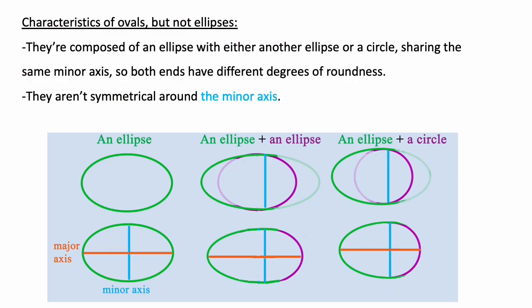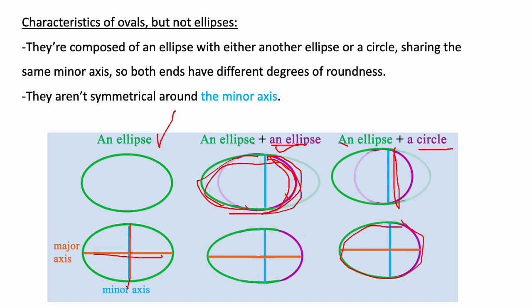To draw an oval shape, we'll start with an ellipse, which is symmetrical around both of its axes. Now we'll add to that another ellipse that has a different degree of roundness. Here, this one is more circular than the green ellipse. And together, they make this egg shape. Similarly, you could add to the ellipse a circle, and again, having them share the same minor axis, and you end up with a slightly different egg shape.